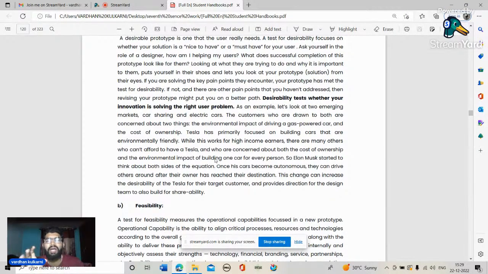Once his cars become autonomous, they can drive others around while their owners reach their destinations, and then come back again. This change can increase the desirability of the Tesla and the target customers, and provide direction to the design team so that they build this shareability, right? So again, that is coming to feasibility.